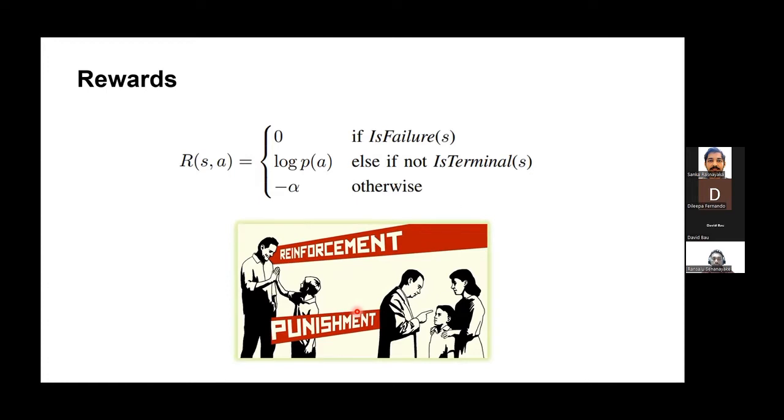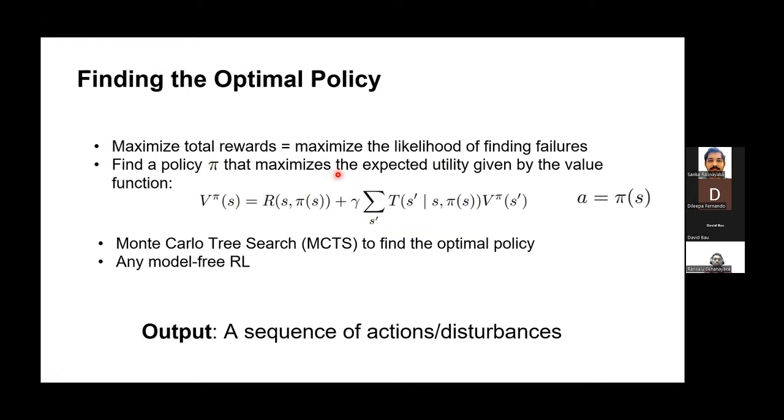Okay, so now we want to maximize the sum of all these rewards. Sum of log BA means that if you want to maximize the sum of rewards, we have to maximize the sum of log BA, which means we maximize the product of all BAs, which means we maximize the likelihood, just the product of BA. So maximizing the total reward means maximizing the likelihood of finding failures.